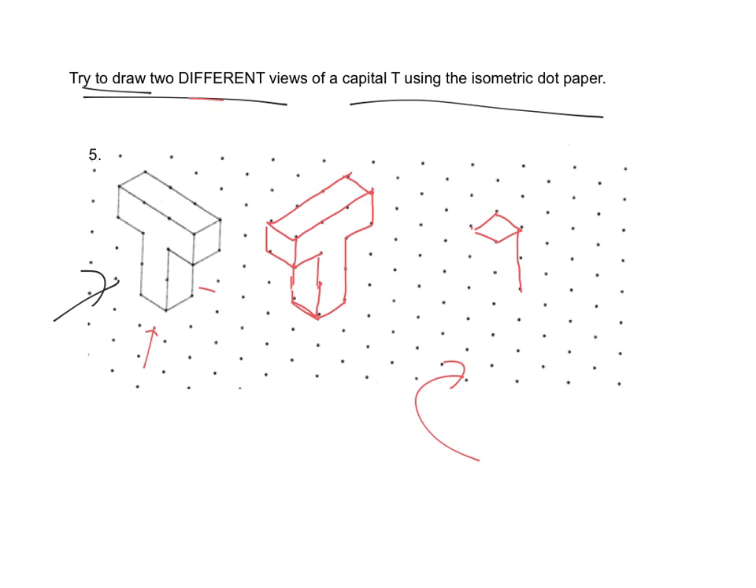And now here's where I got to decide which way I want to go. So I'm going to go like this and decide the T is going to go that way. Now I'm going to have the T come back this way. So there, now we've got the T that is upside down. So again, there's a couple different views you can do. This is just two different ones.